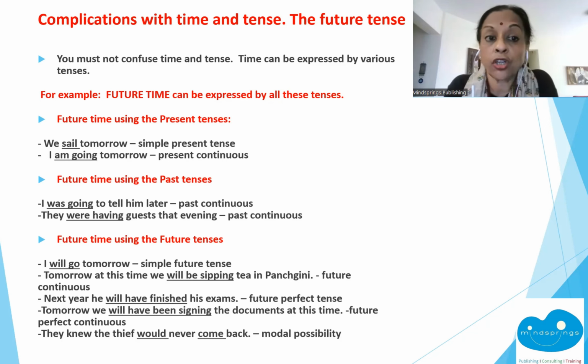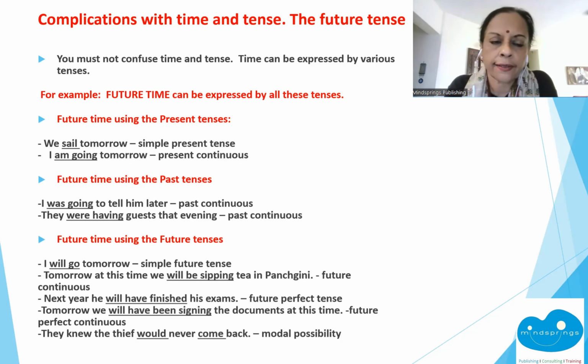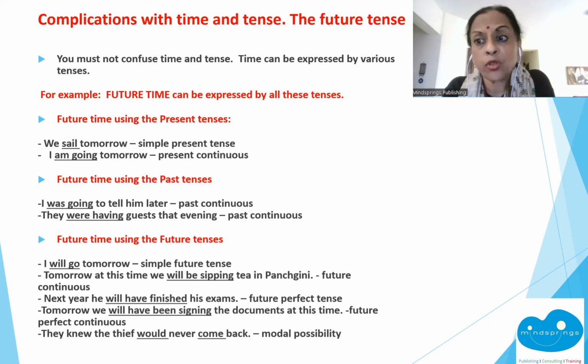See, look at this. You must not confuse time and tense. Time can be expressed in various tenses. So the future can be expressed in all these tenses. Future time using the present tense. Suppose I say, we sail tomorrow. I'm using a simple present tense, but I'm talking about tomorrow, future. I'm going tomorrow. I'm using the present continuous tense, but I'm talking about the future, tomorrow.